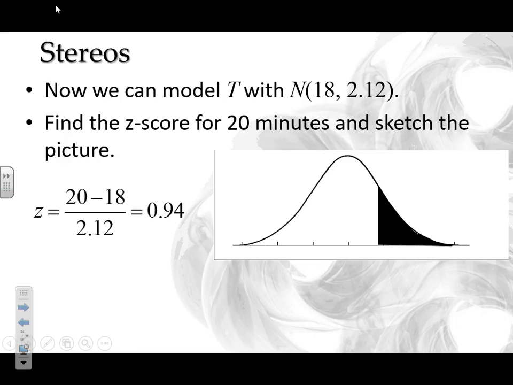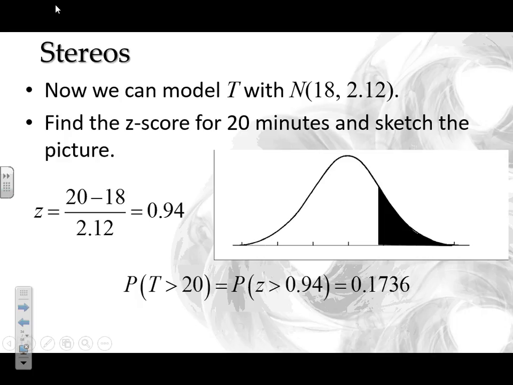So, once I know what my z-score is, what would be my next step? Look it up on table A. Once I get the value from table A, what would I need to do with it? Subtract it from 1, okay? So, when I want the probability that the time to pack two systems is greater than 20, I need to calculate the probability that z is greater than 0.94, which on a table would be, look up the value, subtract from 1, we get 0.1736. If you were to actually perform that process of looking on the table, this should be the value you get. So what does this 0.1736 actually mean?